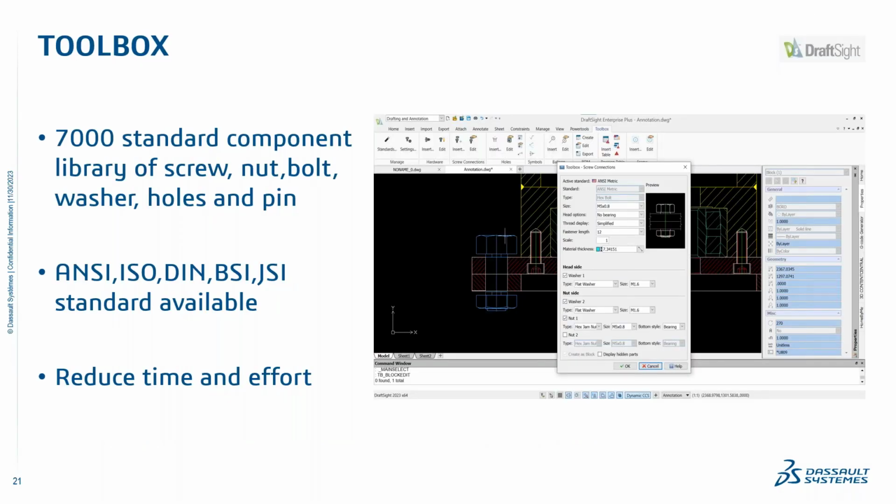Around 7,000 standard components are available as library components in DraftSight, which includes your screws, nuts, bolts, washers, holes, and pins. ANSI, ISO, DIN, BSI, JSI, all the industry relevant standards are available. Whichever standard you want to work on, whether it's an Indian standard or international standards, you can directly activate those standards and start working on it. With the help of toolbox components, designers are going to reduce the time and effort in creating components manually. Rather than creating the components manually, they can make use of the components from the toolbox.